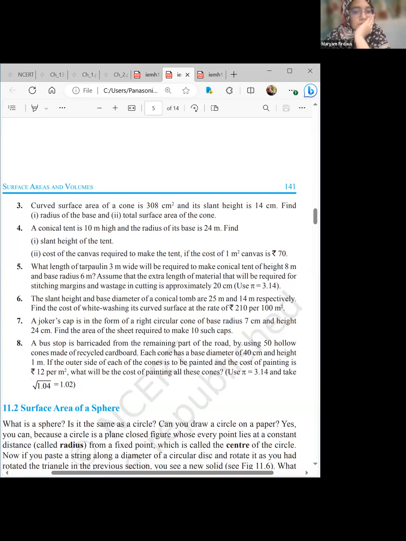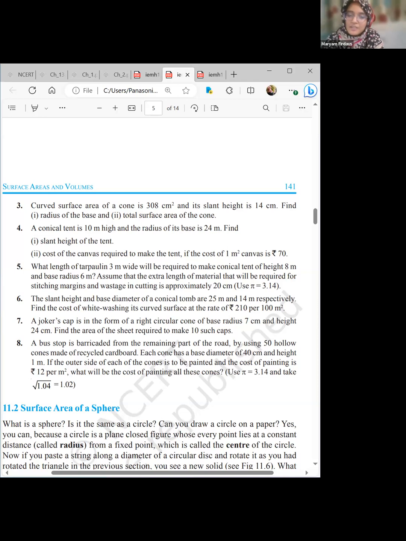Ma'am, 2 plus r. How? Ma'am, 4 square plus r square. But say it is h. Oh, what is the formula for L?